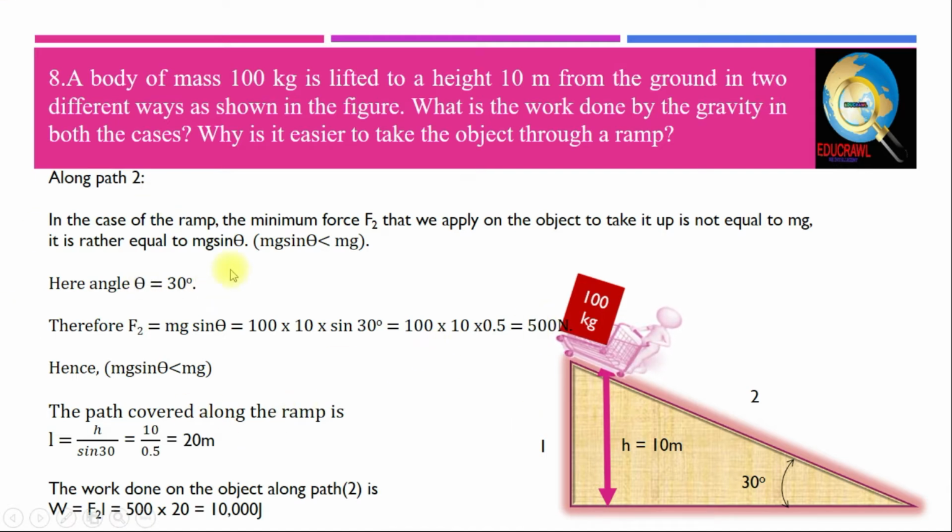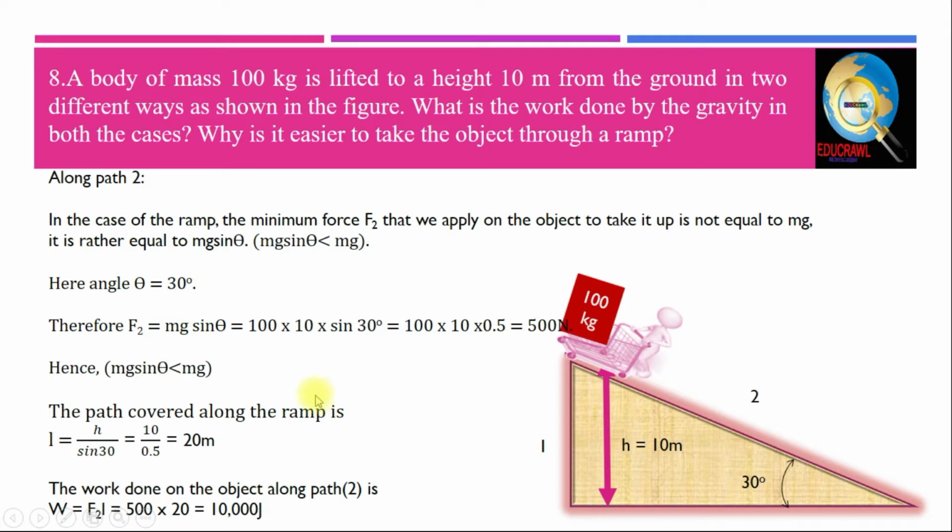So m value is 100, g value is 10, into sine theta, where theta is given as 30. So sine 30 is 1 by 2, which is 0.5. So here the total force required is 500 Newton. In the previous case we had found that the total force required is 1000 Newton. But here it is only 500 Newton. So it is easier to lift the object through the ramp.